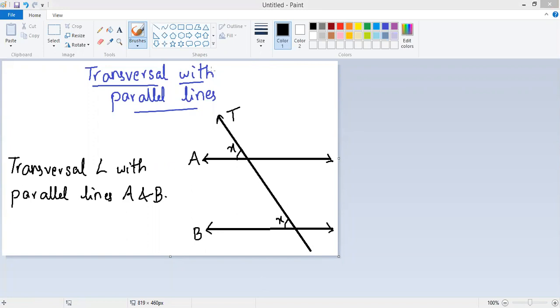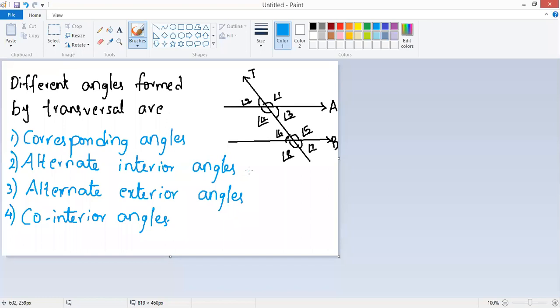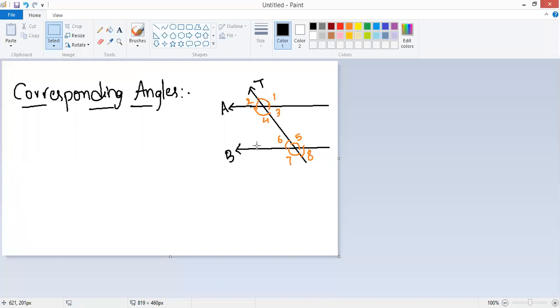What are the different angles? The different angles formed by the transversal with parallel lines are corresponding angles, alternate interior angles, alternate exterior angles, and co-interior angles. First, I am explaining corresponding angles. If a line intersects two parallel lines, consider that a transversal, then the angles formed at the same relative position at each point of intersection are called corresponding angles. It means the angles are in the same position at both intersection points.